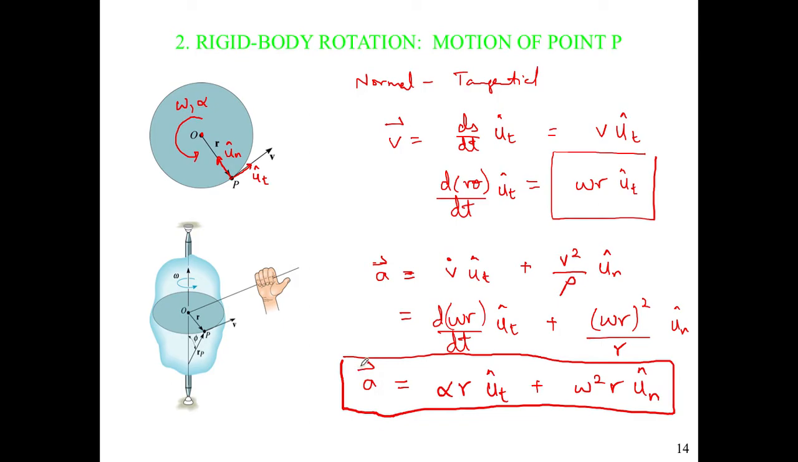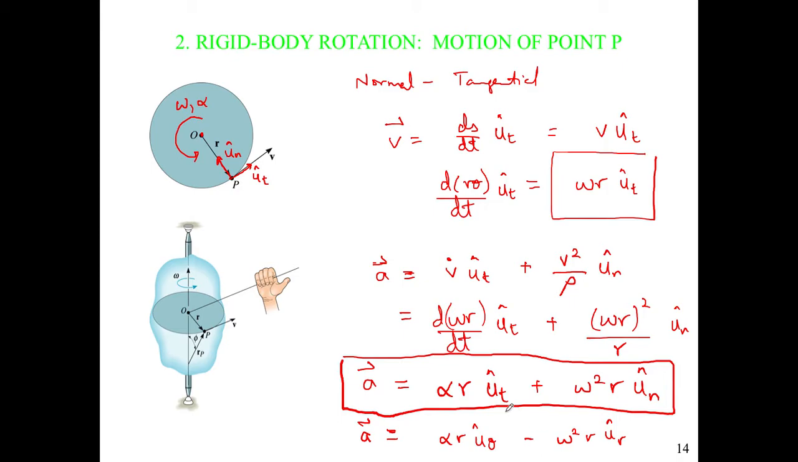Importantly, the only difference in this case with the normal and tangential is that the normal direction is reversed from the radial direction. So in this case here we get plus omega squared r, whereas in the other case we had alpha r in the u theta direction minus omega squared r in the u radial direction.